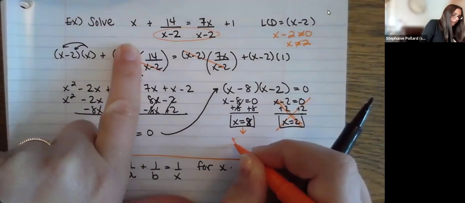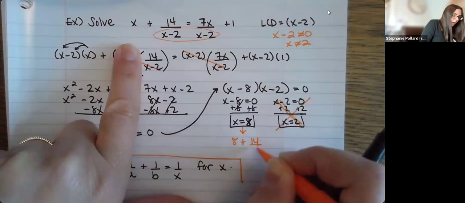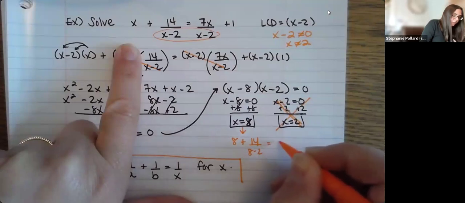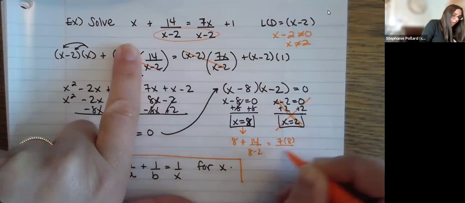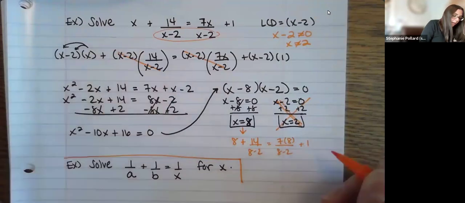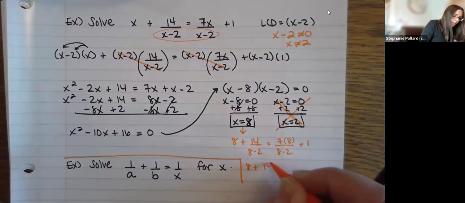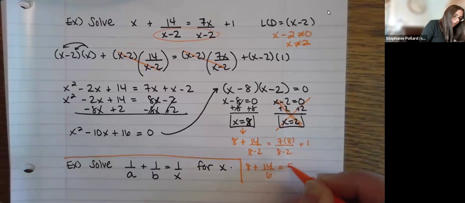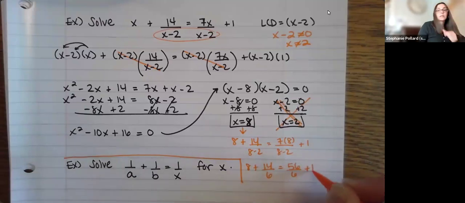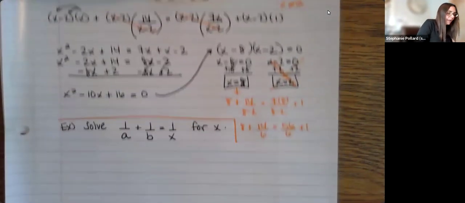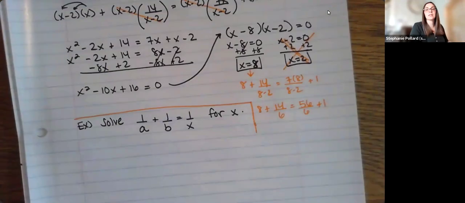So I would have 8 plus 14 over 8 minus 2, and 7 times 8 over 8 minus 2 plus 1. So that's 14 over 6, and then this is 56 over 6 plus 1 here. Now, again, I just need to make sure these two things are the same.